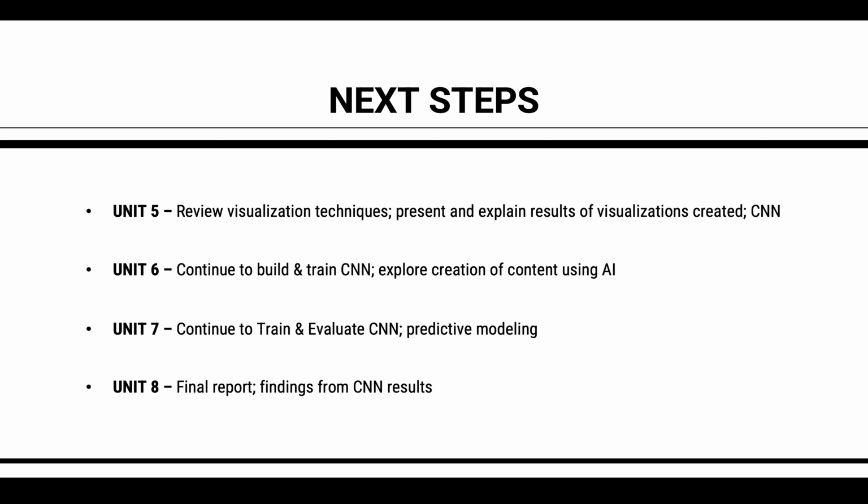Looking forward, Unit 5 will focus on visualizations. I'll finalize and present 2 publication quality charts from my EDA and continue building the CNN baseline. In Unit 6, I'll extend the modeling work, refining the CNN and experimenting with transfer learning to improve performance. Unit 7 is where predictive modeling and evaluation come together. I'll train the models, evaluate with recall, F1, and PRAUC, and then apply GradCam to interpret the results.